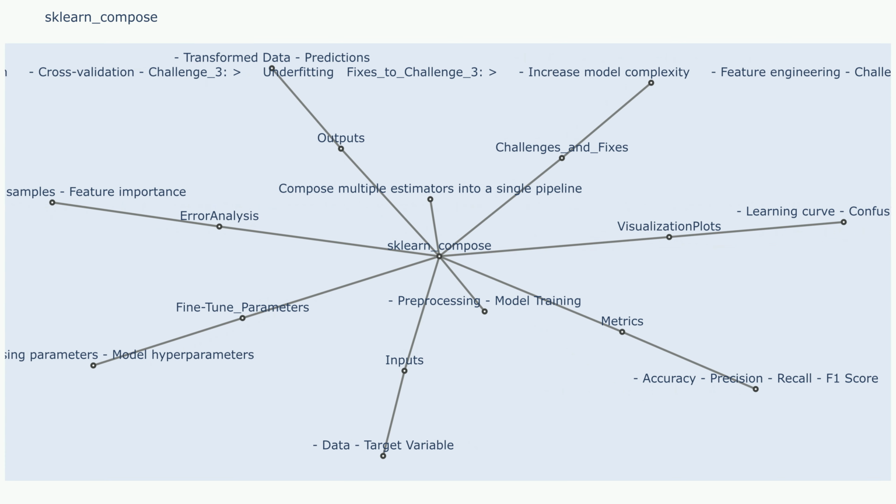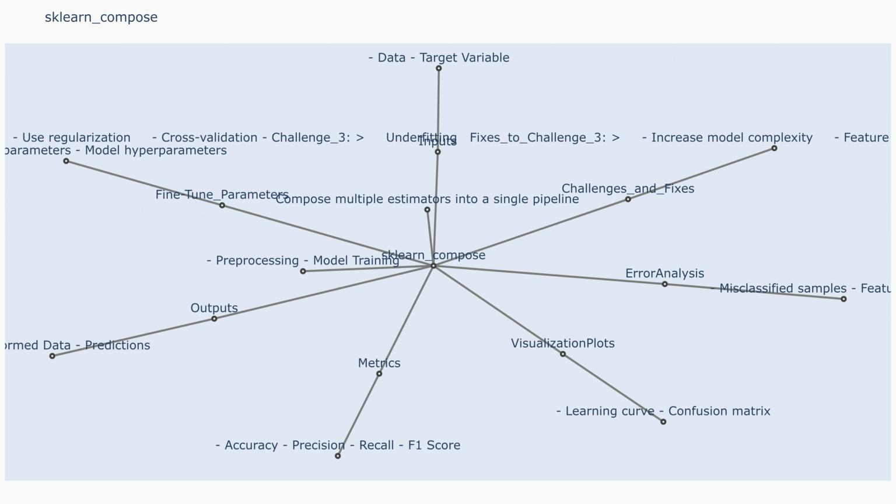Inputs. Data: the input data can be a pandas DataFrame or a NumPy array. It should be in a suitable format for the specific estimator you are using. Target variable for supervised learning tasks: the target variable should be provided. It can be a single column from the DataFrame or a separate NumPy array.